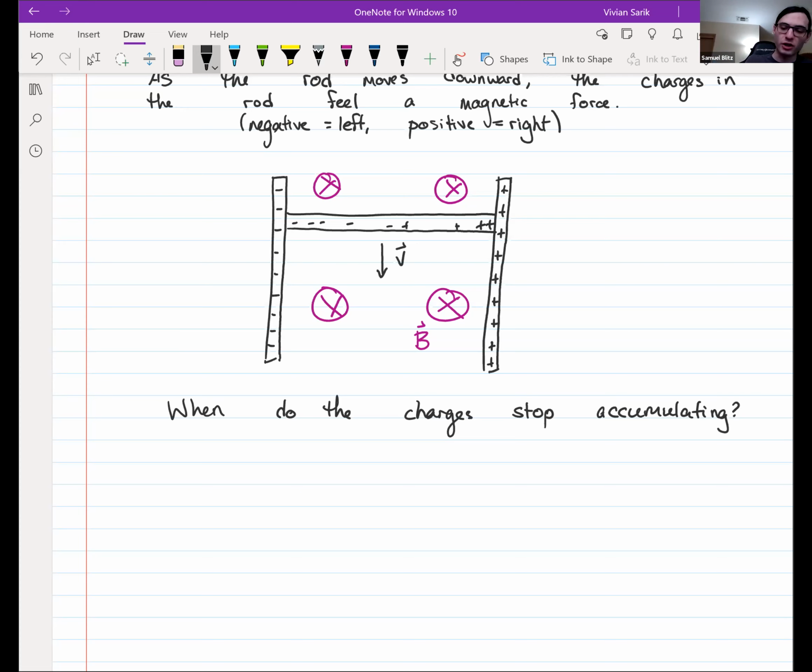So the net force on any given charge, and I'm doing this not as a vector, this is the net force in the x direction, is just the charge times the electric field that's established by separating these charges, minus vB. Now, the reason why it's vB is because, remember, the Lorentz force is q times E plus v cross B.